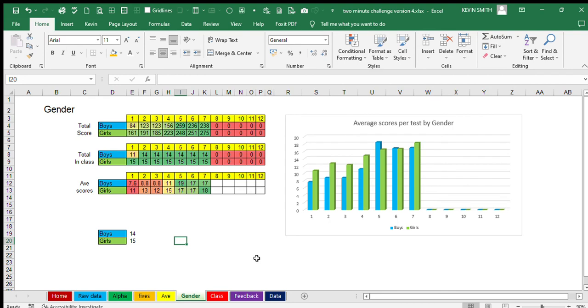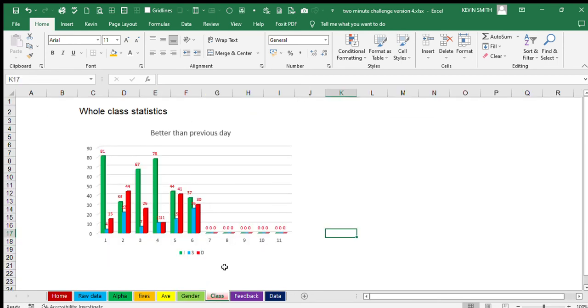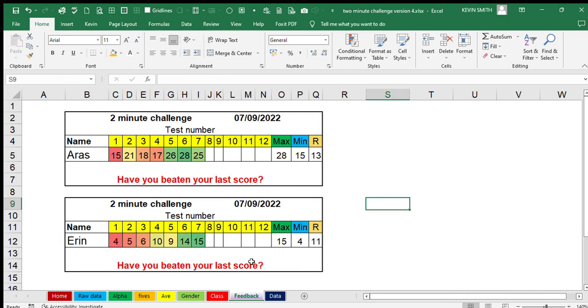This is the gender sheet, which shows you the total scores for each gender, how many were in class on a particular day and the average scores for that particular day. And this is the class, the whole class statistics better than a previous day, as shown on the dashboard. This is the feedback sheet, which you could cut out and give to each child per day. This is showing Aris's whole scores, his min, max and range.